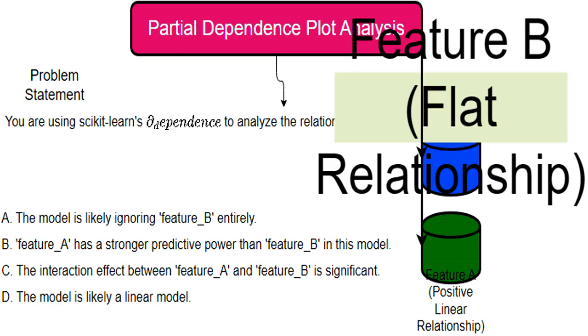The PDP for feature B is flat, like a pancake. This means that changing the value of feature B doesn't really change the model's prediction. It's like adding ingredient B. The taste remains the same, regardless of whether you add a little or a lot. That doesn't necessarily mean the model ignores feature B completely, but its impact on the final prediction is minimal. It could be masked by other features or interactions.